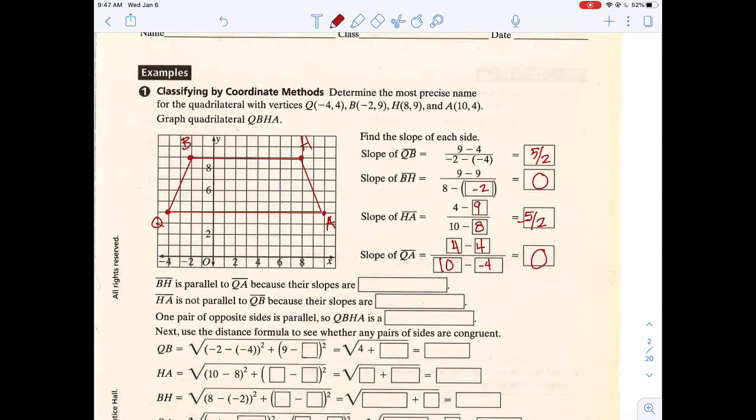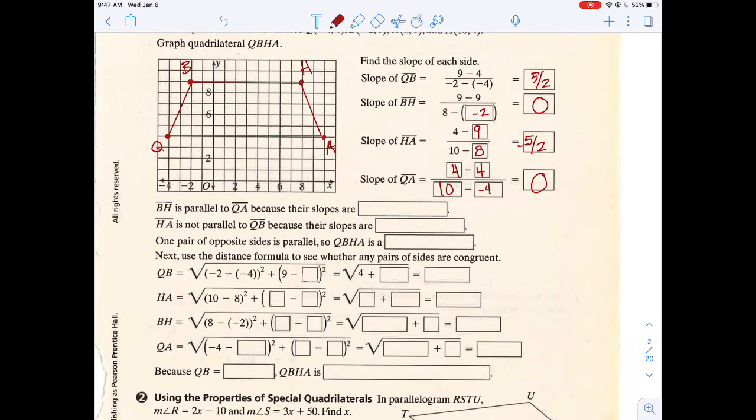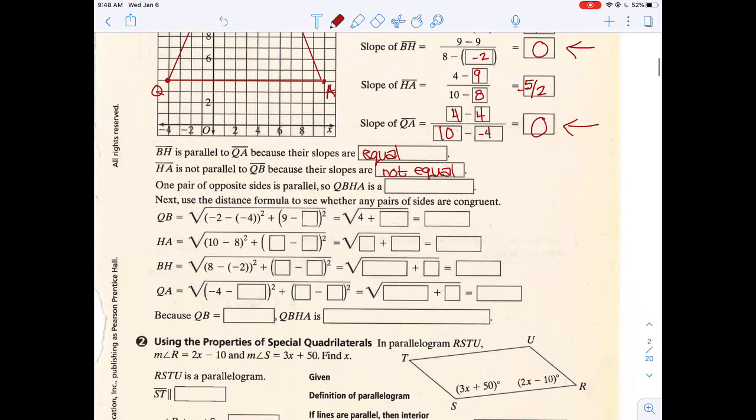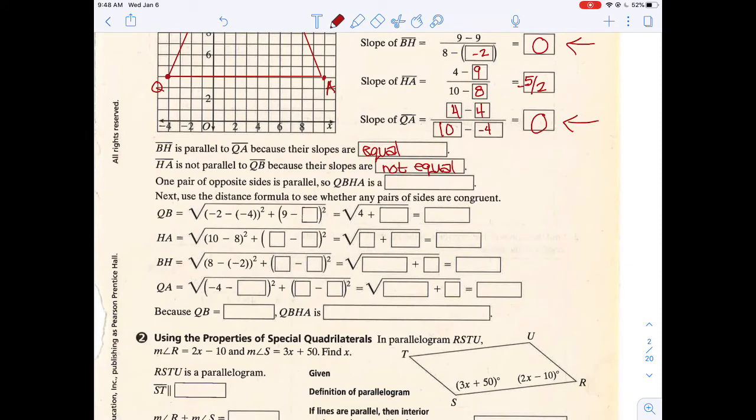Okay, so since BH is parallel to QA, because their slopes are equal, we've got 0 and 0, so since they have the same slope, they're parallel. HA is not parallel to QB because their slopes are not equal. We've got 5/2 and -5/2. Since it has one pair of parallel sides, we know QBHA is a trapezoid.